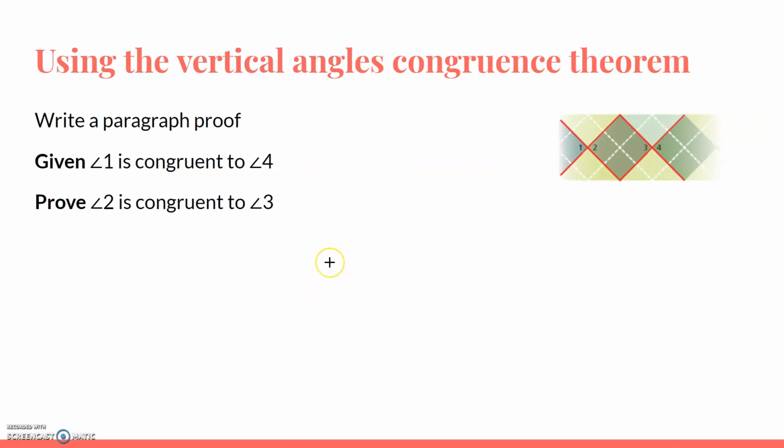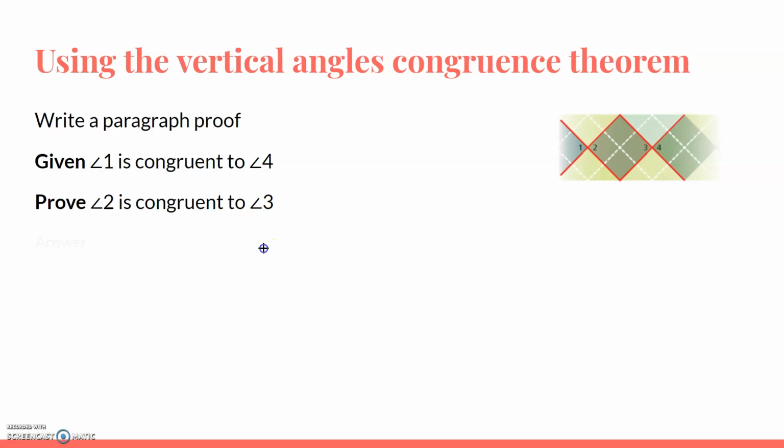Alright, so now, using the vertical angles congruence theorem. We learned that if two angles are vertical angles, then they are congruent. Write a paragraph proof based on this diagram and the given information. Angle 1 is congruent to angle 4, so this angle and this angle are congruent. And you have to prove that angle 2 and angle 3 are congruent. Pause the video, give it a shot, come back for the right answer.